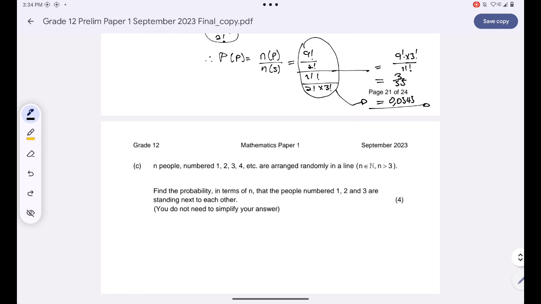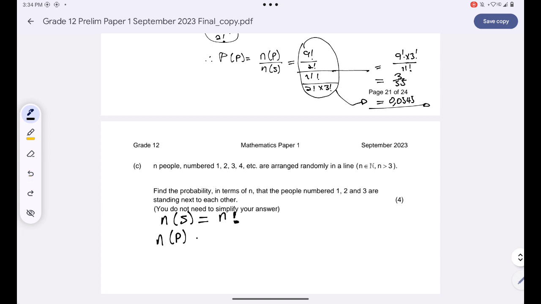Okay, now we are told that n people numbered 1, 2, 3, 4, etc. are arranged in a line such that n is an element of natural numbers and n is greater than 3. Find the probability in terms of n that the people numbered 1, 2, 3 are next to each other. Okay, so over here, guys, I already know that my sample space is just n factorial, the total number of people who are standing, factorial.